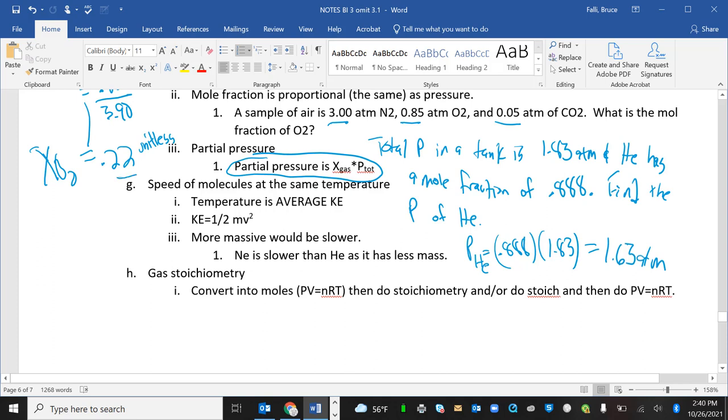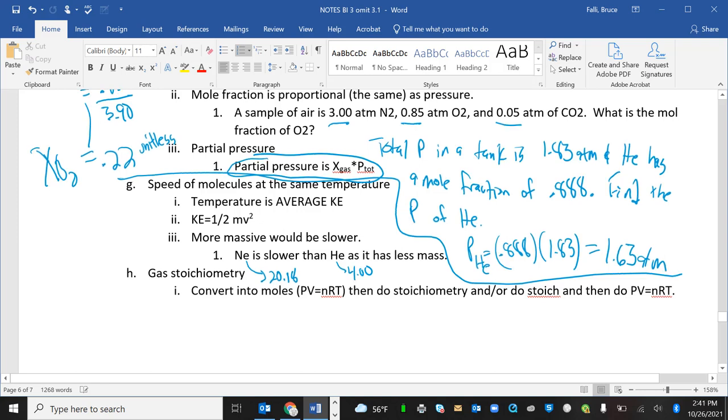Good. Well, almost last part. Temperature is average kinetic energy. We talked about this a little bit before. Kinetic energy is 1/2 mv squared. And I want to emphasize that more massive would be slower. Neon, molar mass of 20, is slower than helium, molar mass of 4, as it has more mass. Okay? And that's mass per particle. This comes from molar mass on the periodic table.